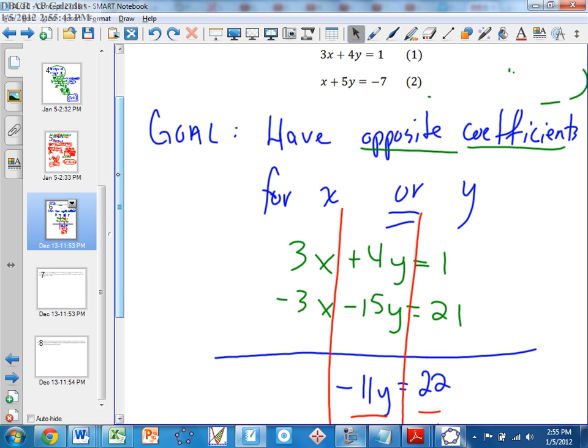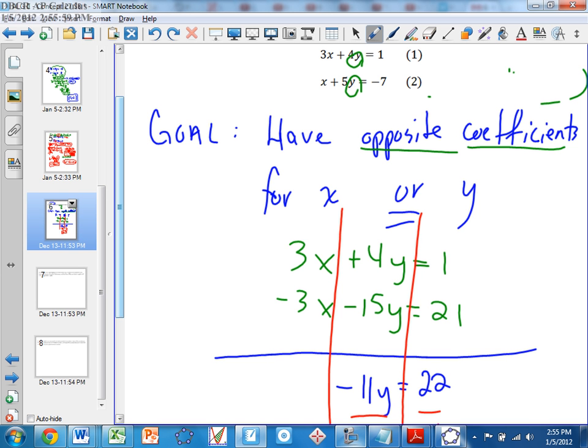Okay, we said y was negative 2, right? So I can plug a negative 2 in up here for that y value and then solve for x, or I could plug it in here and solve for x. One of them is easier than the other. Why, Kelly? Because x is already by itself.